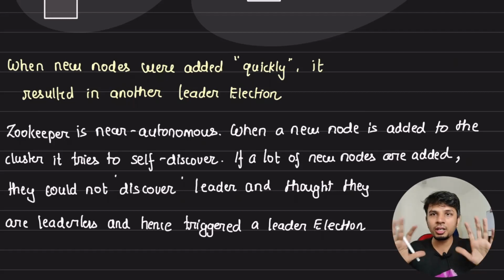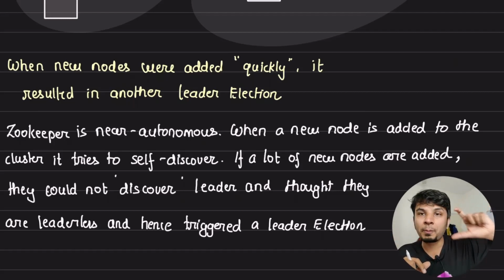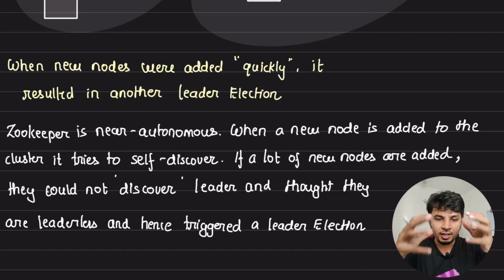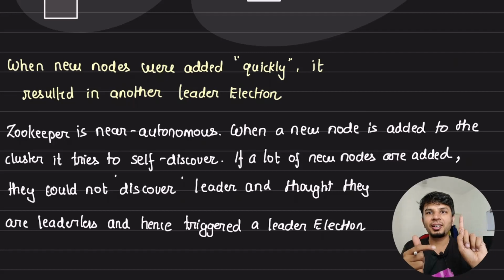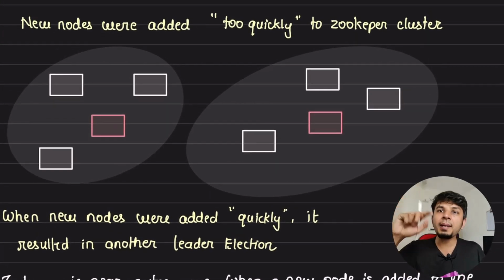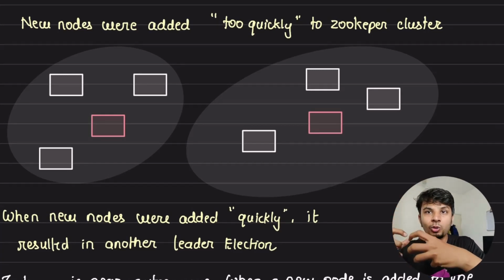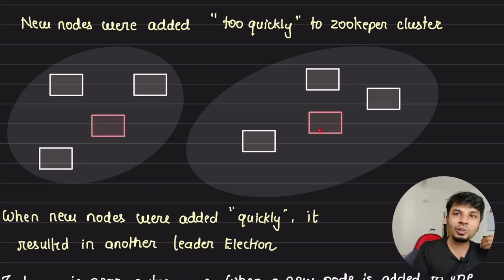And this is all written in code. This is not some hypothetical thing that I'm talking about. This is all written in code as part of the bootstrap code of any true distributed system. So when a lot of nodes were added, they were not able to quickly discover the leader. So they triggered a leader election, and because there were too many nodes added too quickly, the leader election was successful. They were able to elect a new leader.